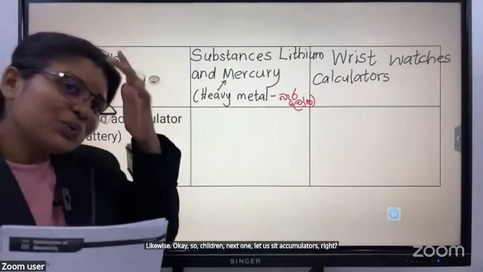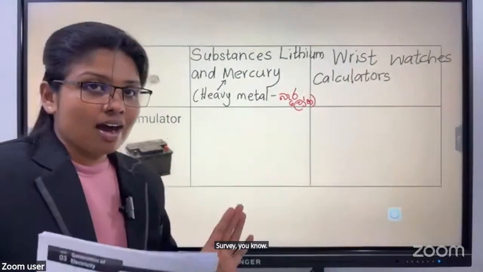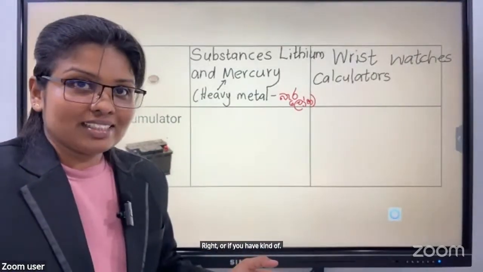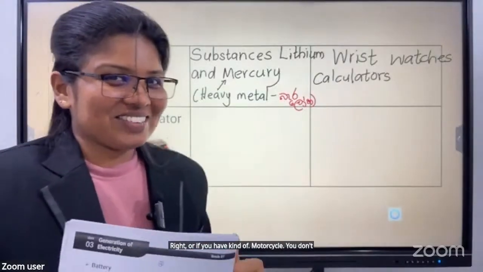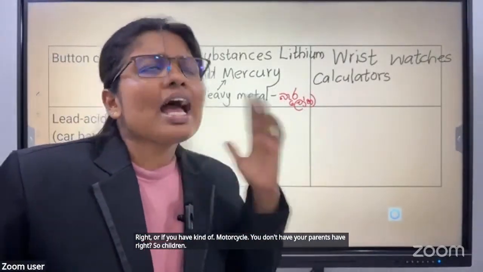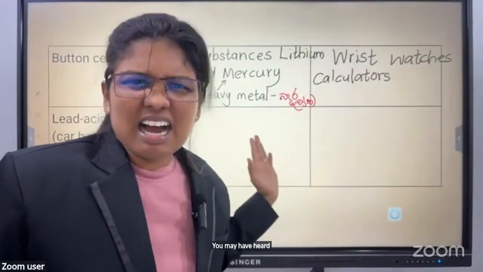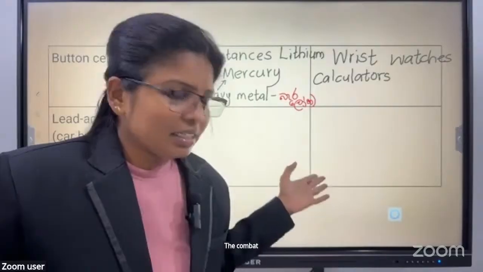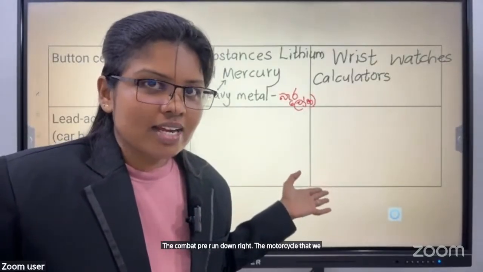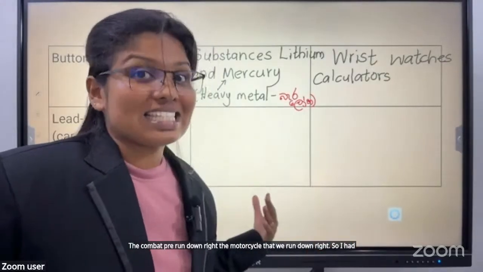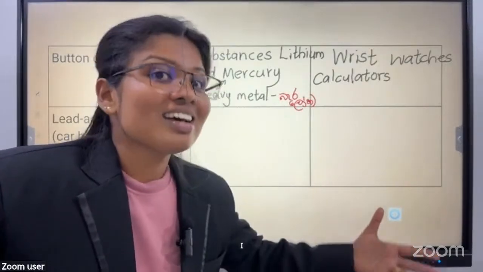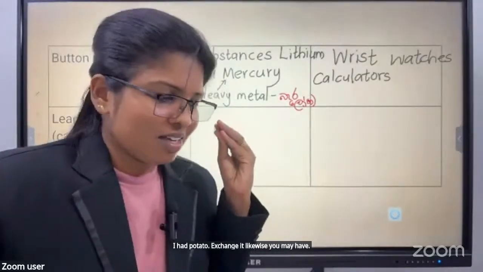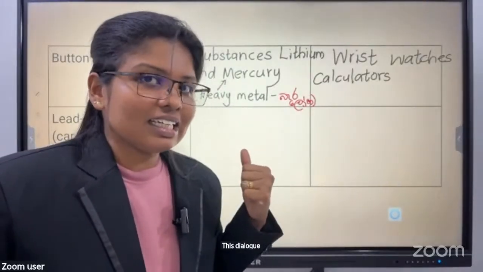Children, you know, if you have a car, or a motorcycle, your parents have, right? So children, you may have heard that the car battery is not working now. The car battery has run down, right? The motorcycle battery has run down, right? So I had better get it fixed. I had better exchange it. Likewise, you may have heard these dialogues. මේ බැටරිය බැහැලානේ. දැන් තාත්තලා කියනවා ඇහිලා නැද්ද?